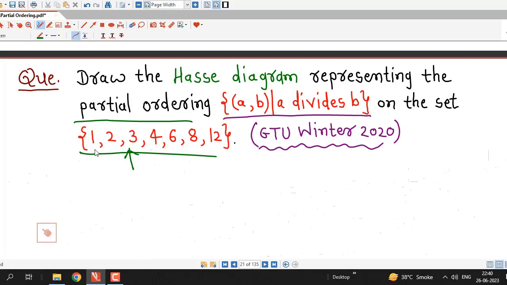So let me finish that part first. I am considering a small circle which represents 1, and here I will write down 2 and 3, and because 2 covers 1, I will join 1 and 2 by a line, and a line is drawn between 1 and 3. Again I repeat, because 3 covers 1, a line is drawn between 1 and 3, and because 2 covers 1, a line is drawn between 1 and 2. Now the other elements are 4, 6, 8 and 12.